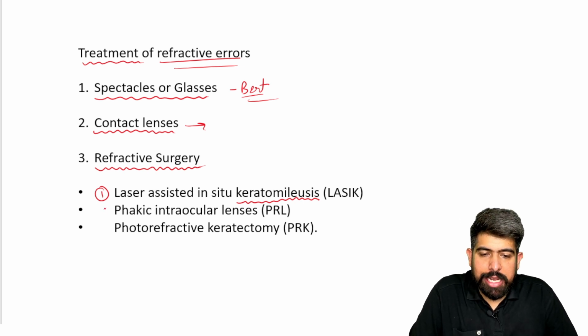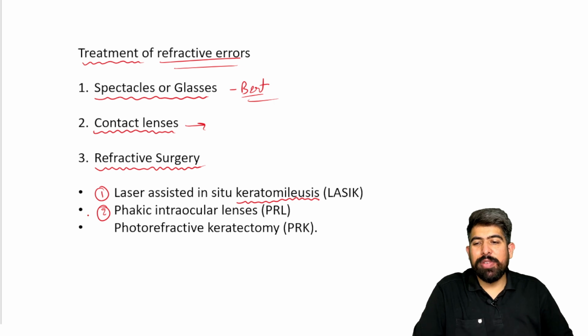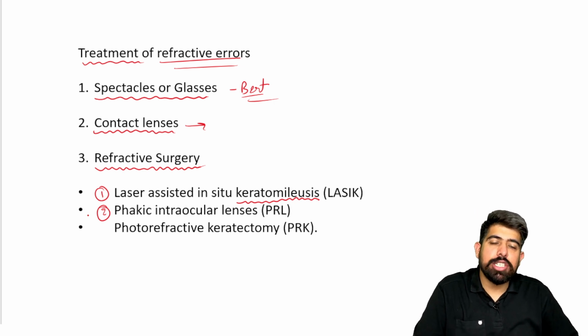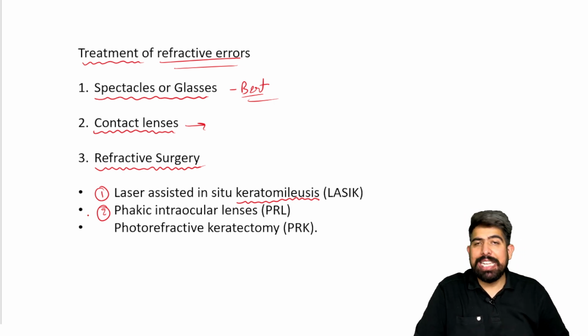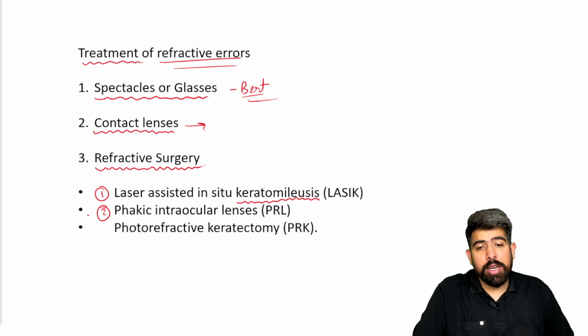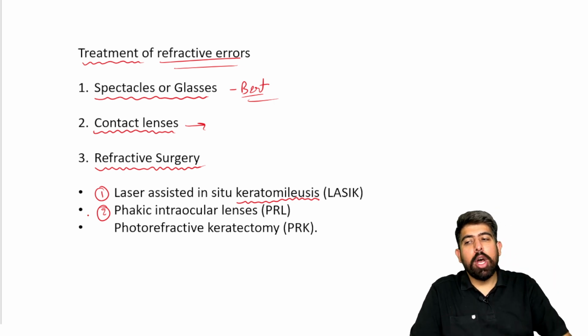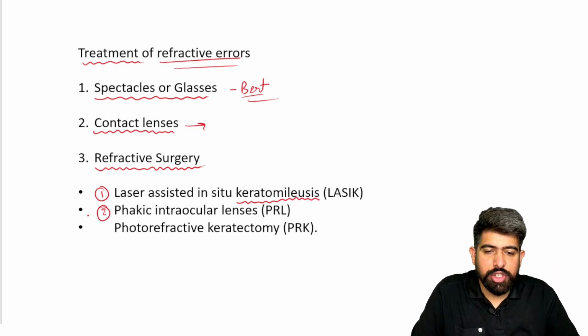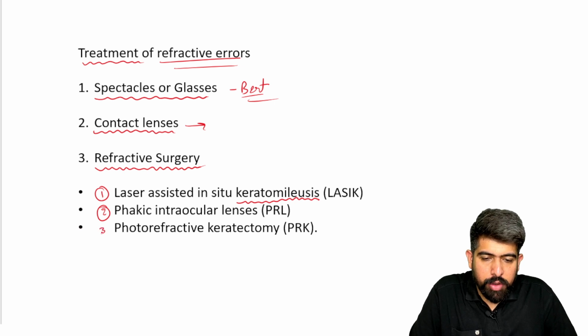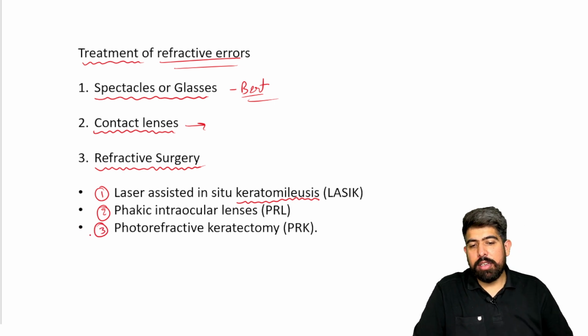The second will be known as your phakic intraocular lens. Through this phakic intraocular lens, we'll be putting an extra intraocular lens in front of your normal lens, right? So we are putting an intraocular lens in front of your normal lens, and it will also be a refractive surgery. And the third one will be your photorefractive keratectomy.